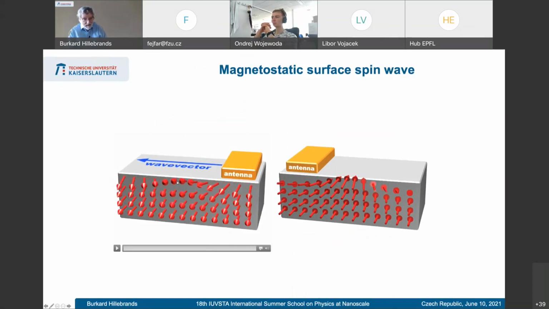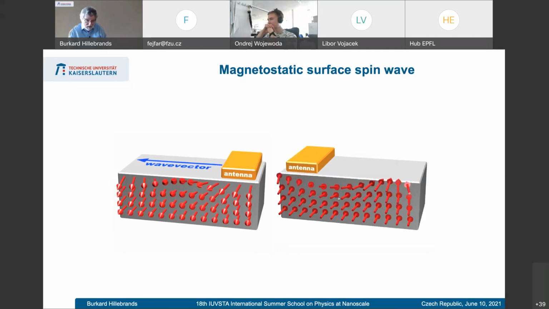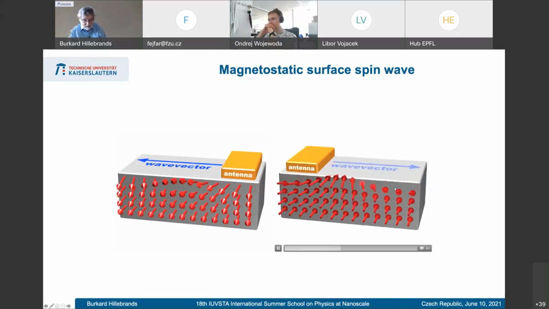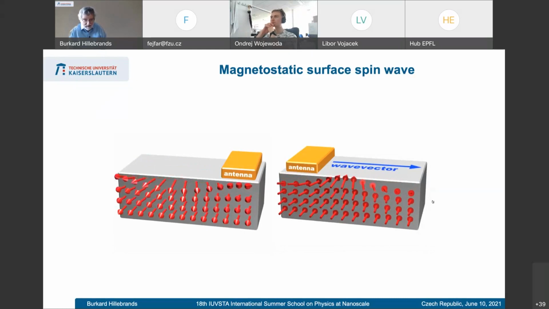And how can you change the propagation direction? Very simply, you just have to invert the direction of magnetization. You see these moments now point in the opposite direction, and now you see that the modes really propagate from the left to the right. So we have this unidirectional property in magnonics, very important. So, okay, let's see what we can do.